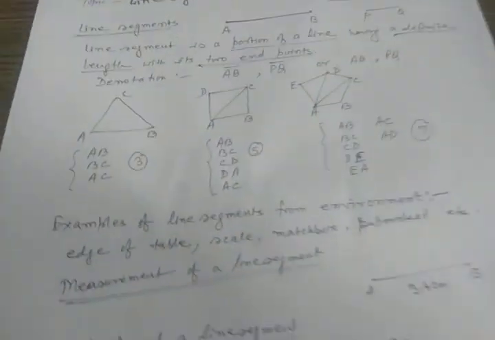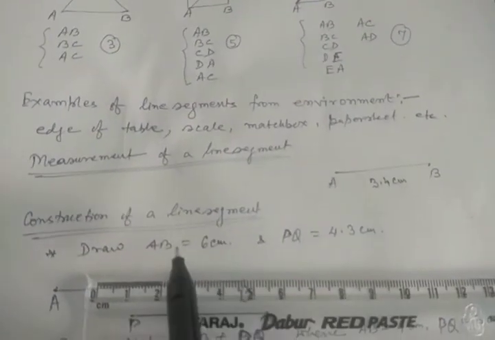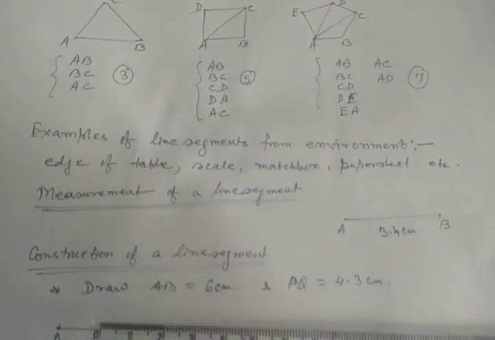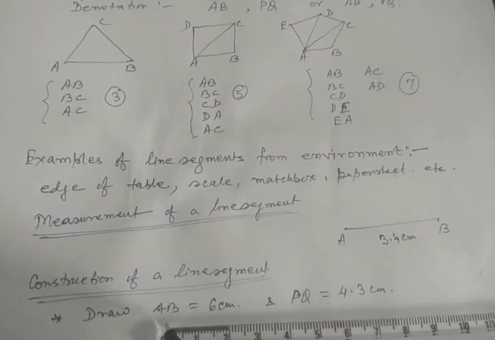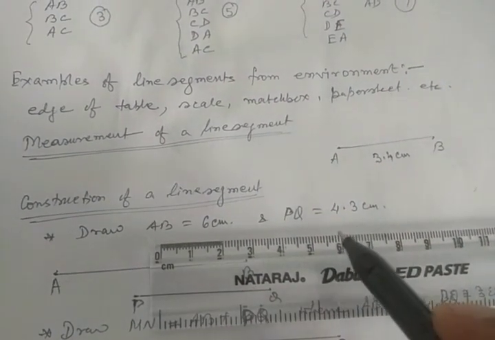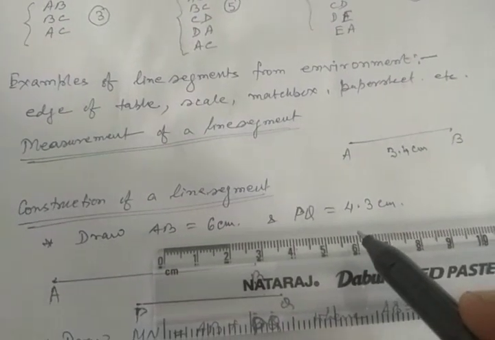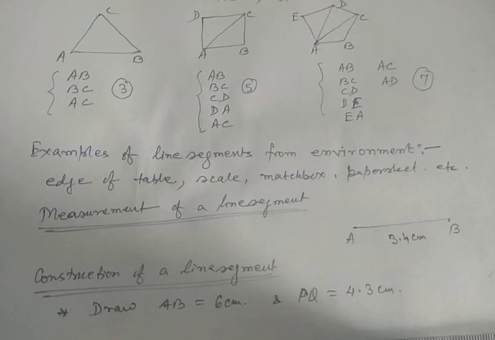Now the next point is construct a line segment. Just see, AB is given, 6 centimeter. How do we draw? Just put your scale. Now at 0 put a point. Just see, at 0 put a point and also at 6 put a point here, and join them. Just see, I have drawn it for you. See here.